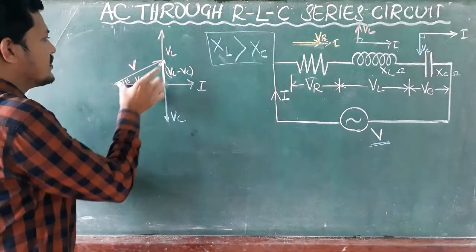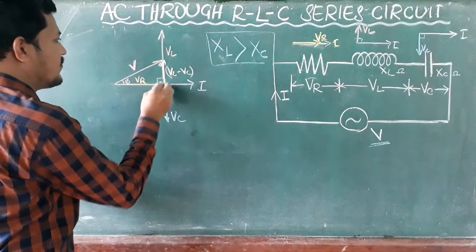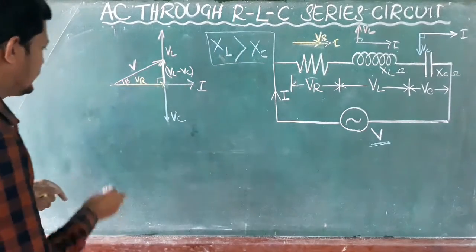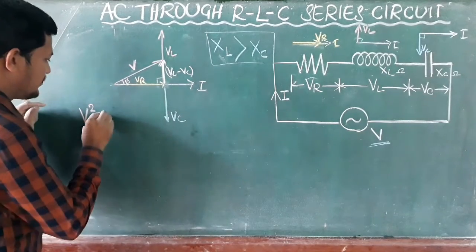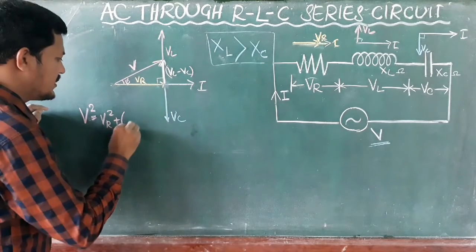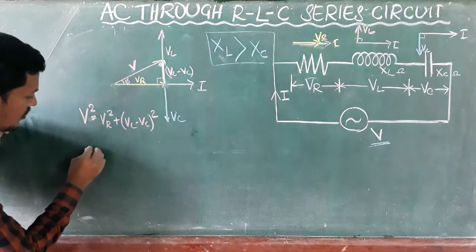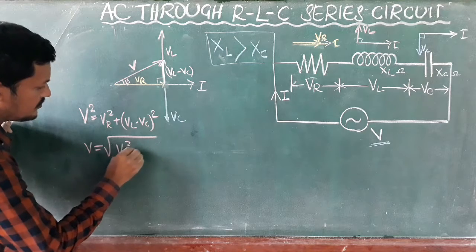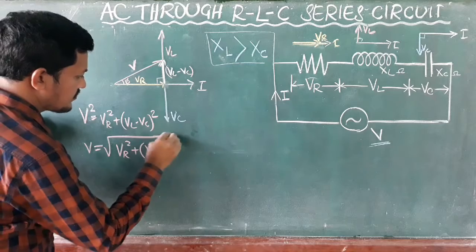Now based on this, one triangle is formed. Clear? A right angle triangle is formed. So based on this triangle we can write the equation for voltage. Here the voltage equation means V square equals VR square plus VL minus VC whole square, or V equals root of VR square plus VL minus VC square.